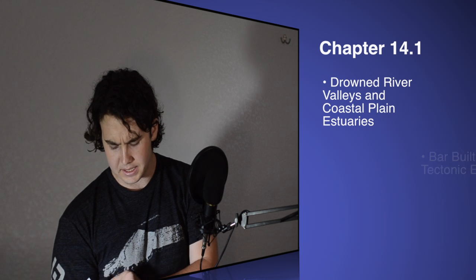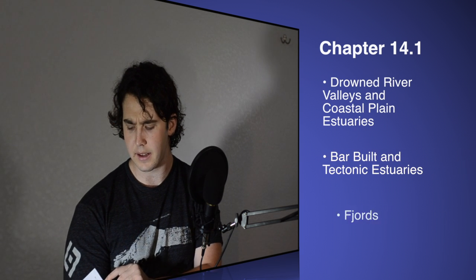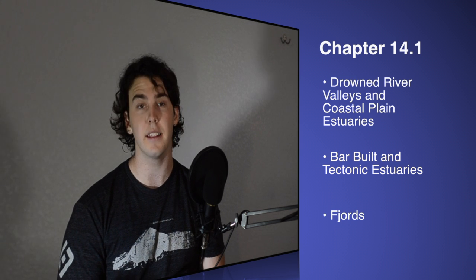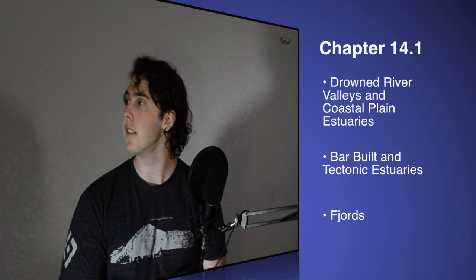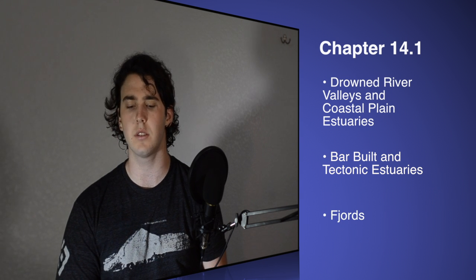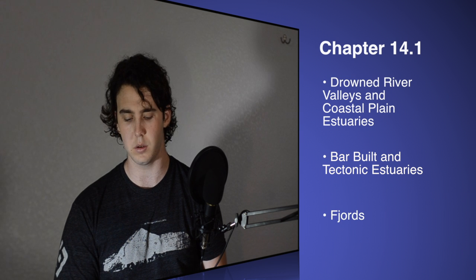Now, in Chapter 14, Section 1, there are 3 sections. There are drowned river valley and coastal plain estuaries, there are barbell and tectonic estuaries, and then there are fjords. Is that right? Fjords? Fjords, that's the only way you can say it. Anyways, imagine a place where sea levels rose because of the melting of ice.